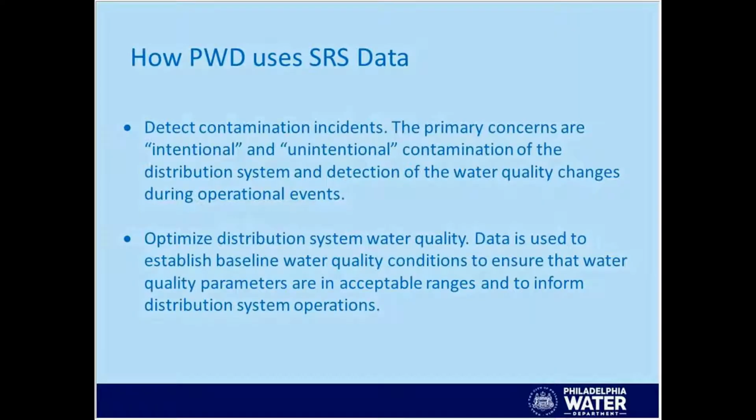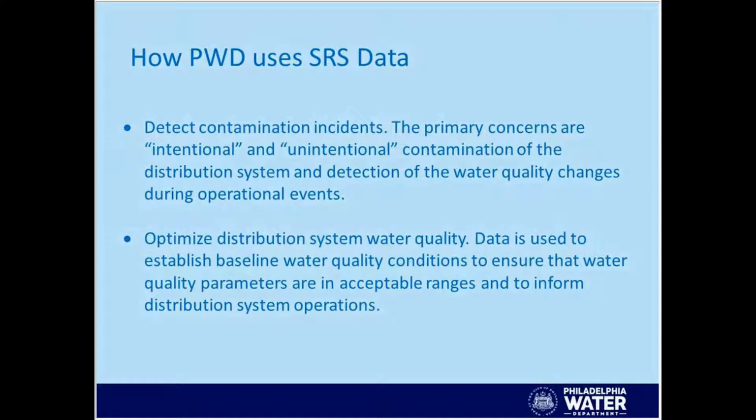Now we're going to get into the surveillance and response. As Matt mentioned in his presentation, there are 2 main reasons why you develop an SRS. PWD follows that same protocol. One is detection of contaminant incidents, and the primary concerns are both intentional and unintentional contamination. Not every incident is intentional. There could be backflow situations, mechanical failure in the building premise plumbing that causes the backflow, or a water main break. So it's important to be able to see what's going on and detect these as quickly as possible.